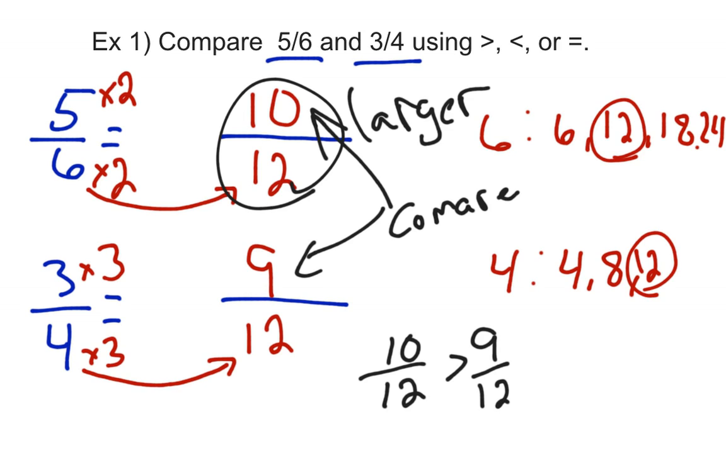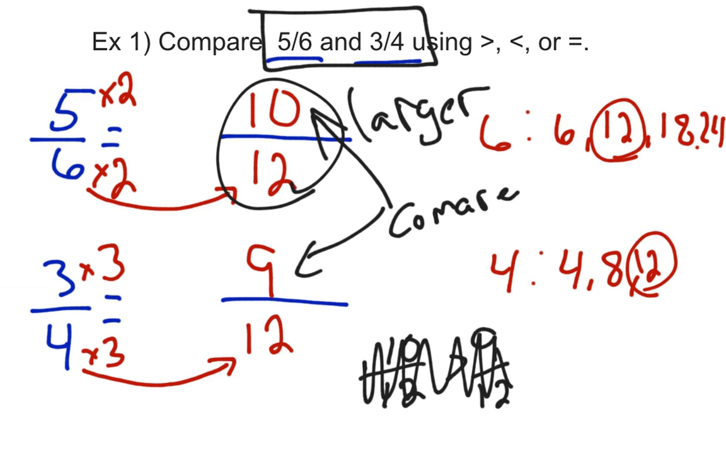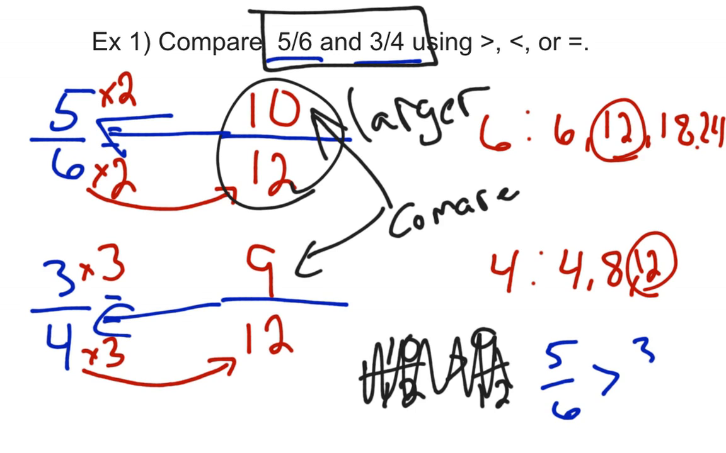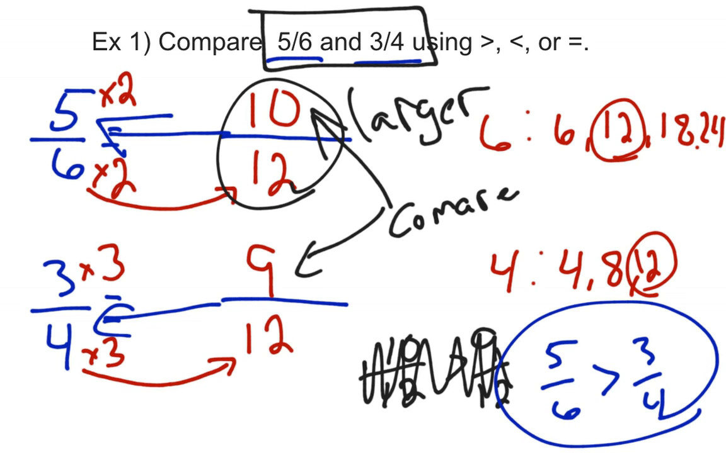But that's not what the question asks. We don't really care about 10/12 and 9/12. If you look back up at the question, we always want to go back to the original form. That's what I care about, not this stuff here. I know that 10/12 is the larger one, but 10/12 was originally 5/6, so I'm going to say 5/6 is the larger one. So 5/6 is greater than the other one, which is 3/4. Always go back to the original form because that's what the question is asking for. Okay, so that's finding common denominators today.